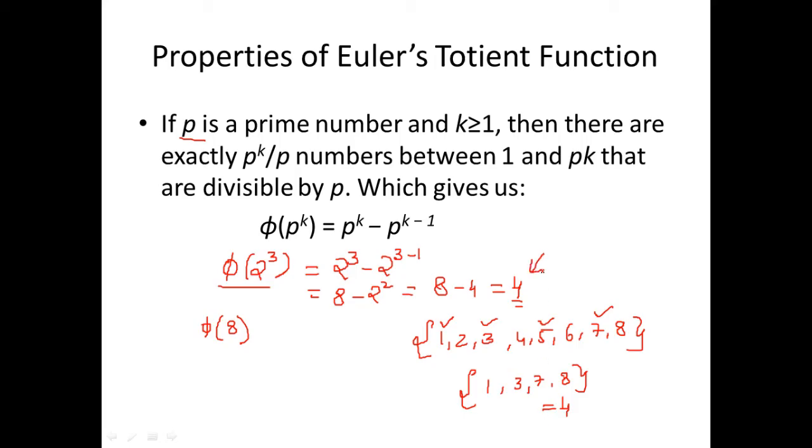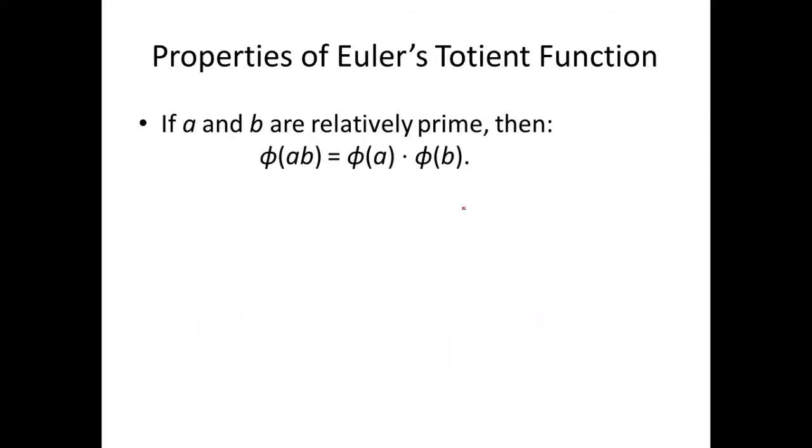This matches this result. So what this property says, whenever you have a prime number raised to the power k, which is greater than or equal to 1, then we can compute the count by doing this: the prime number power k minus prime number power k minus 1. I hope you have understood this property. Let's go to the third property.